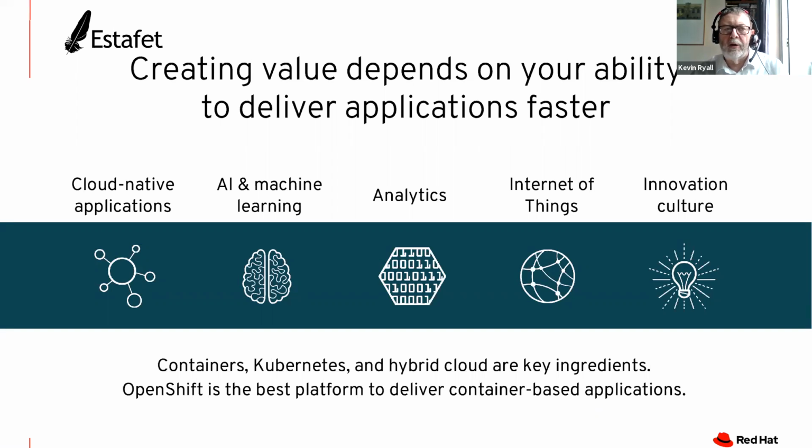OpenShift, the argument is that OpenShift is the best platform to deliver those applications because it adds extra value to the container and Kubernetes approach. These things in the middle, the cloud native applications, AI and machine learning, analytics, Internet of Things, these are all things which can come out of the value you create by running your applications in the cloud in containers.